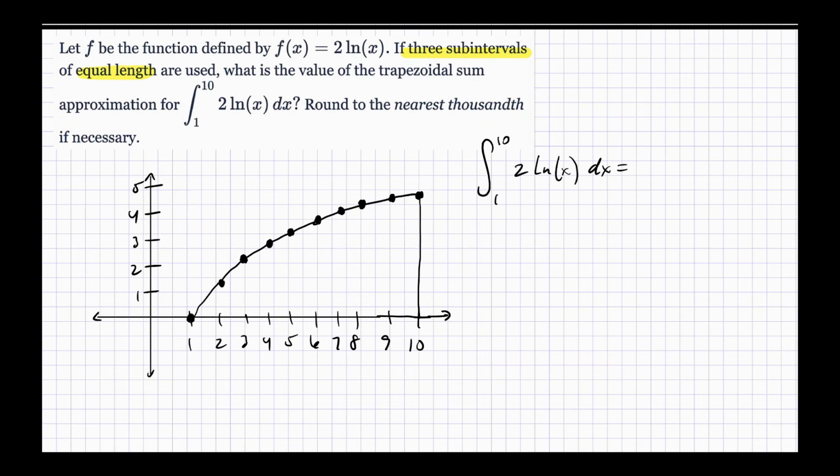Okay, so I have to find 3 subintervals of equal length. Well, my bounds go from 1 to 10. So if they go from 1 to 10, and I need 3 equal trapezoids, what's the width going to be for each? 3. Yeah, 3. So each of them is going to have a width of 3.